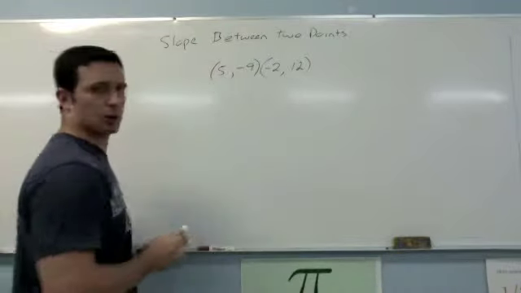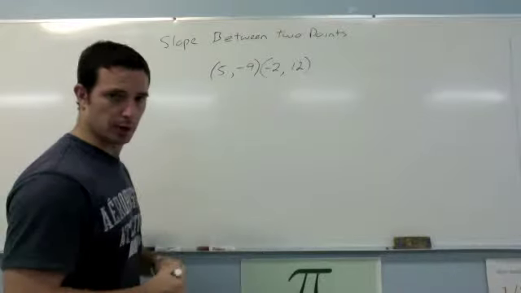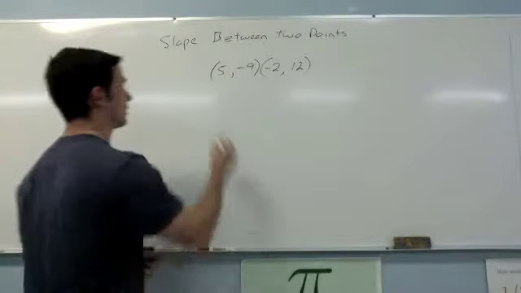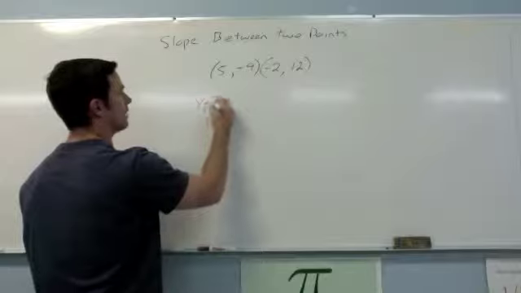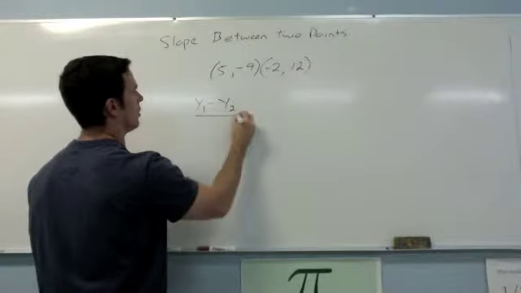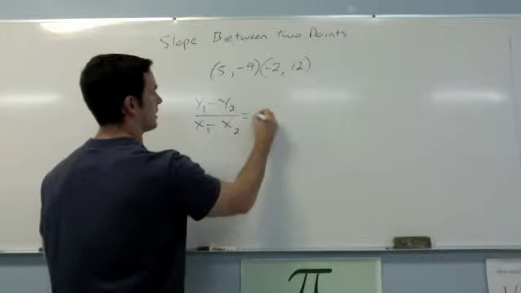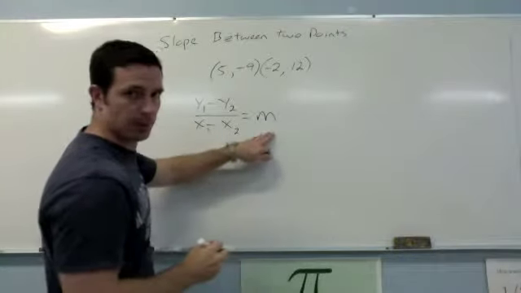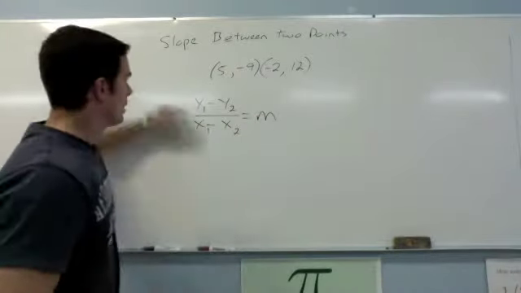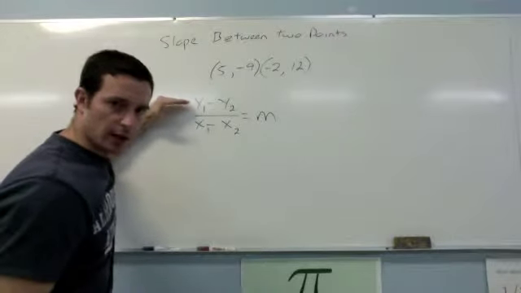So, in order to do that, there's a simple formula we use. The formula is this. y1 minus y2 over x1 minus x2. That has to equal the slope. So, the y values always go on top.